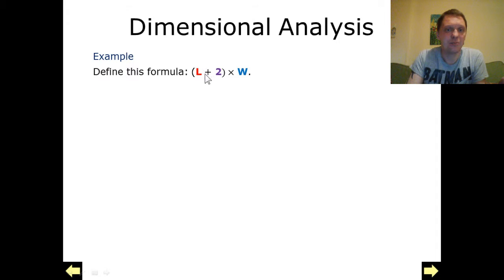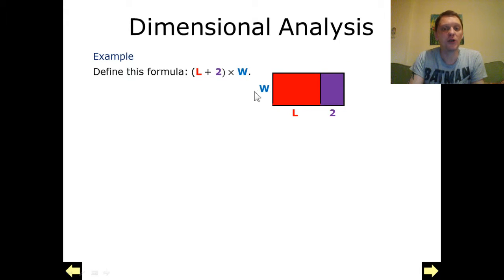Here I've got in brackets L plus 2, and then outside the brackets times by W. So here I've got my L. I'm going to add 2 to it, but I'm going to multiply this by W. So I'm actually here, I've got an area. So I've got to make sure I'm doing my brackets first.